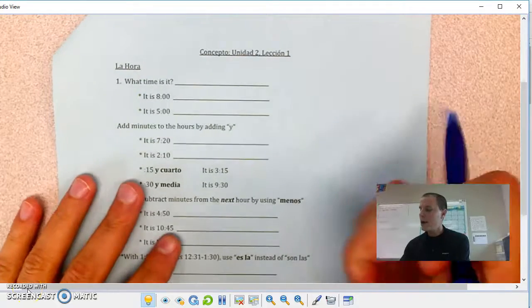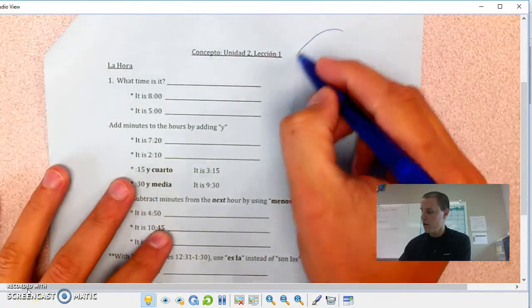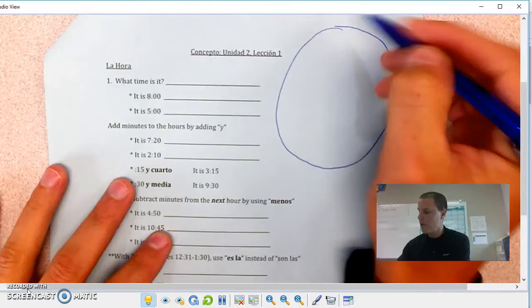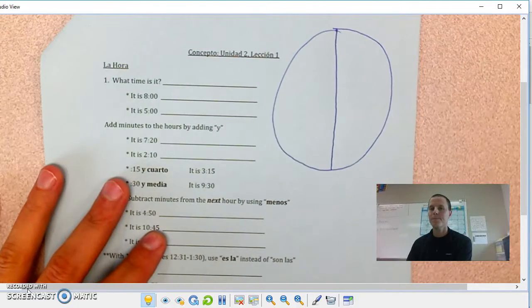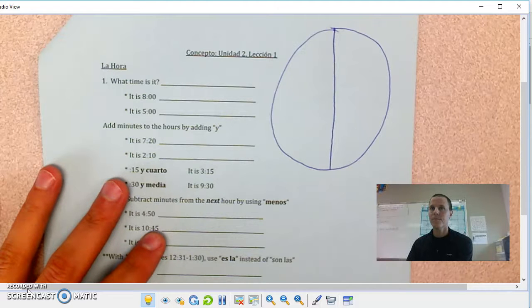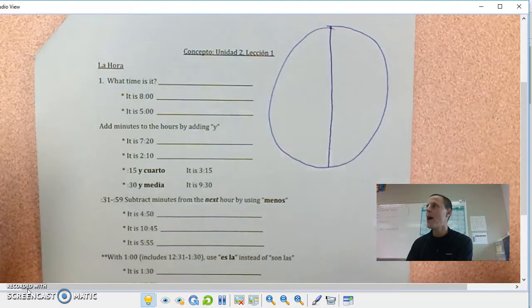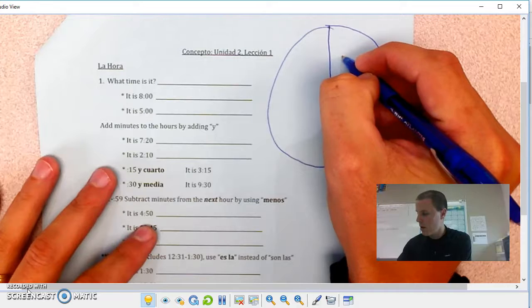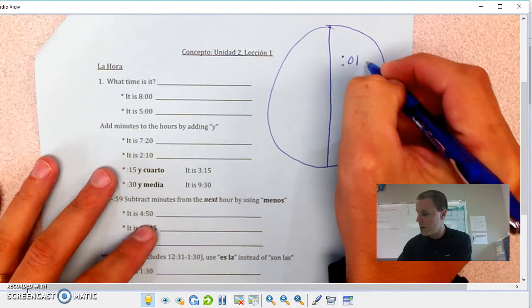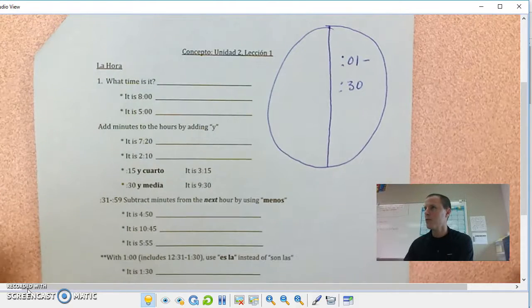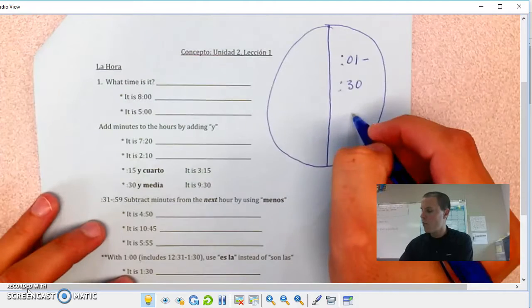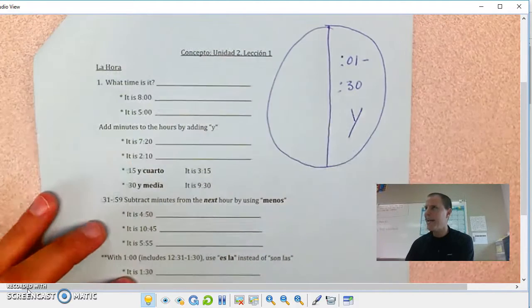On the right side here, I'm drawing a big clock. I'm drawing a line right down the middle. On the right side, we would be talking about the minutes 1 through 30. Those are minutes, like 9:01, 9:15, 9:30. If we're on this side of the clock, we're going to use y, the letter Y.